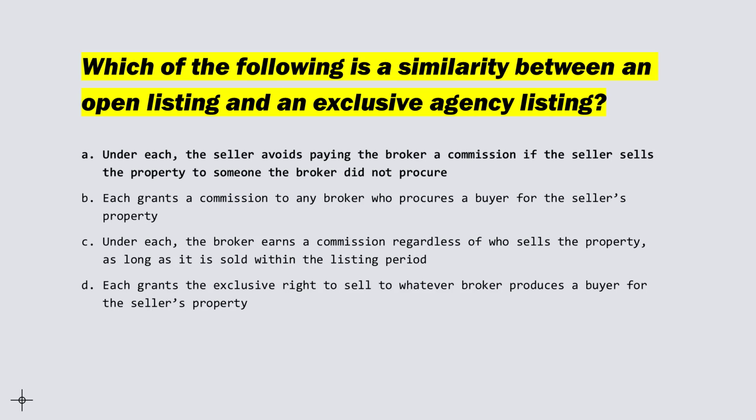And our answer is A. Under each, the seller avoids paying the broker a commission if the seller sells the property to someone the broker did not procure. In both cases, the seller finds a buyer on their own. They don't have to pay a commission.